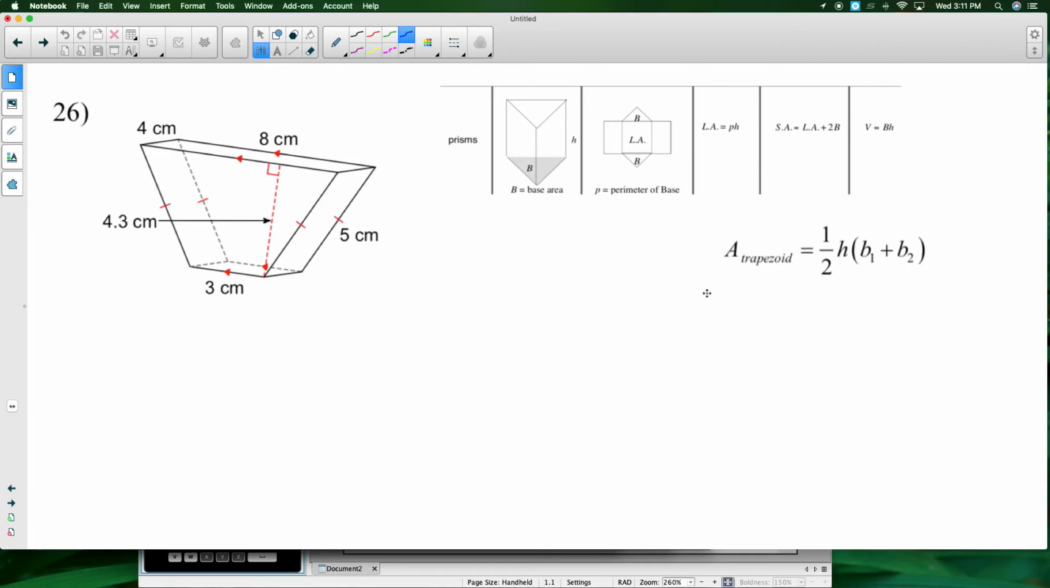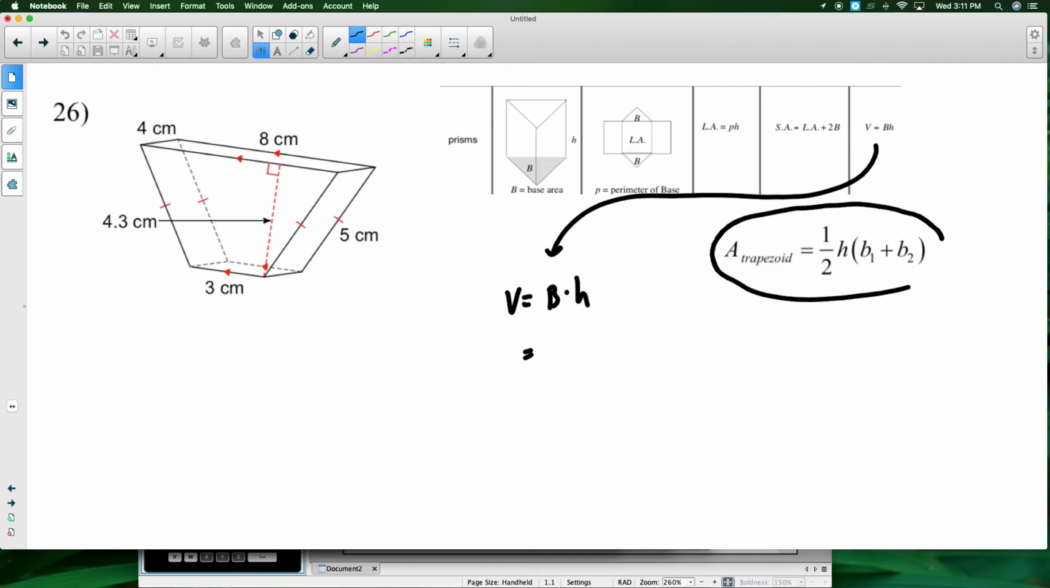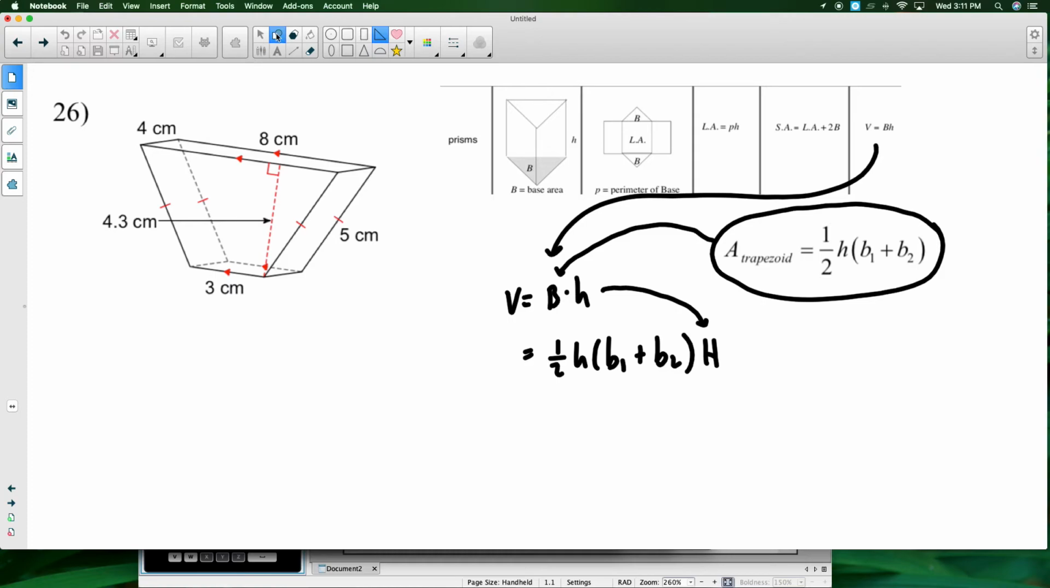And our last example, it's still a prism. The volume is capital B times H. This guy is going to be capital B. The base is a trapezoid, so that's going to get rolled into here. 1/2 little h, little b1, b2, and then again, I'm going to call this capital H for this problem. So let's see if I can figure everything out. Again, to make it easier, you may want to draw one of your trapezoids.